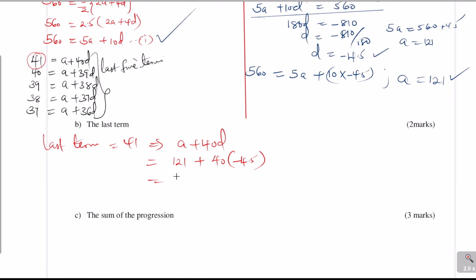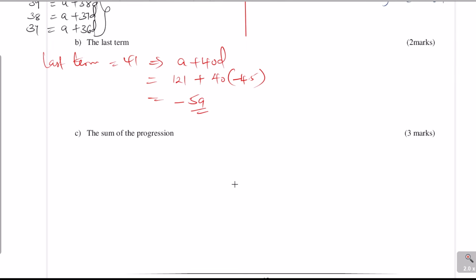So 121 plus 40, then multiply by negative 4.5. So that gives negative 59. Then the last question, the sum of the progression. This progression is arithmetic. So how do you get the sum?